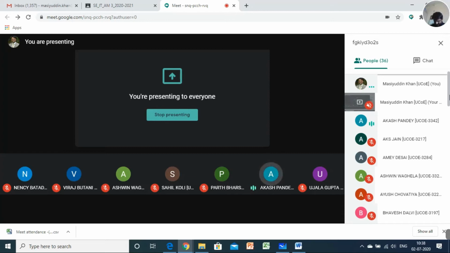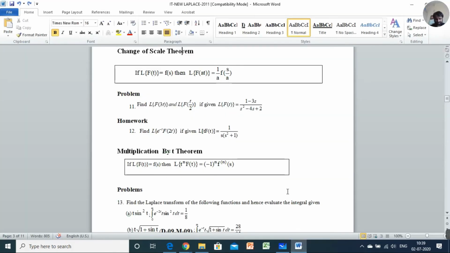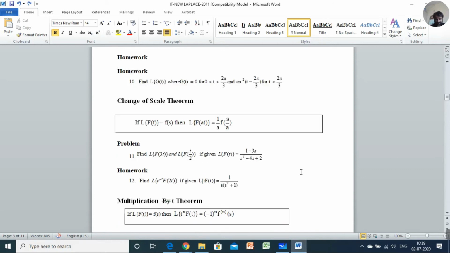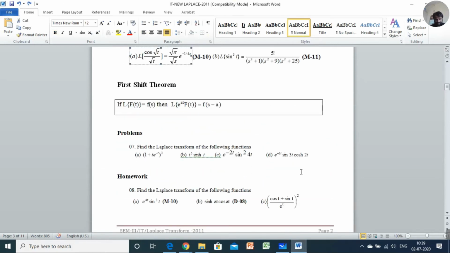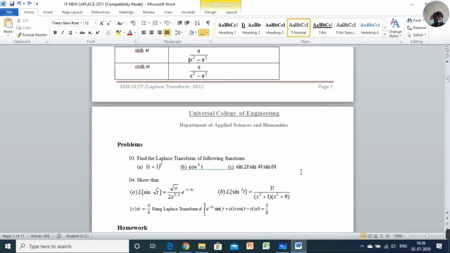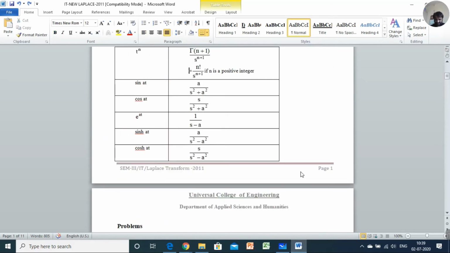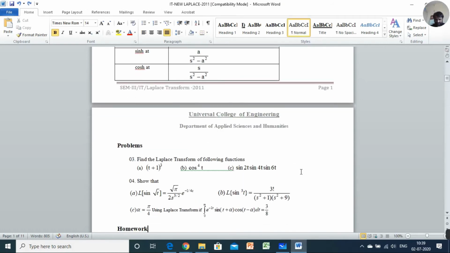Yes, Pandey. Sir, I have a doubt in Laplace transform of derivative. Sir, I'm not able to solve the higher order derivative. What higher order derivative? Like sir, the equation is s square f of t. The s square f of t. Yes sir, s square f of t I am not getting. What is the question?